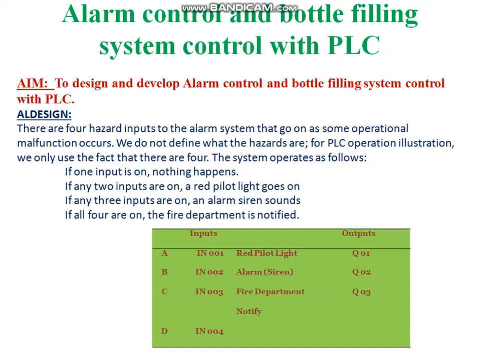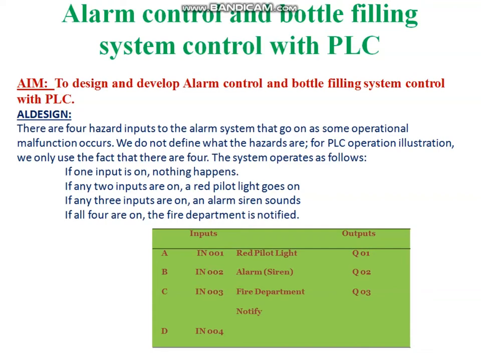In order to do alarm control, we have a problem for that. We have a safety alarm system, let us take a fire alarm system. There are 4 sensors used for this fire alarm system. If any one sensor becomes true, then no action is taken. If 2 sensors become true, then a red light should come on. If 3 sensors become true, an alarm should sound, and if all 4 sensors become true, the fire department is notified. That is the problem given for the PLC operation.